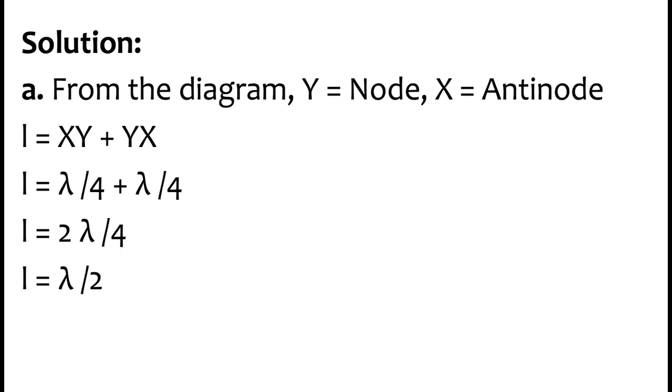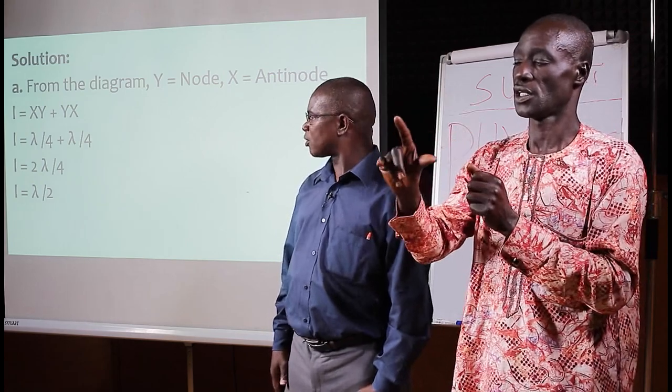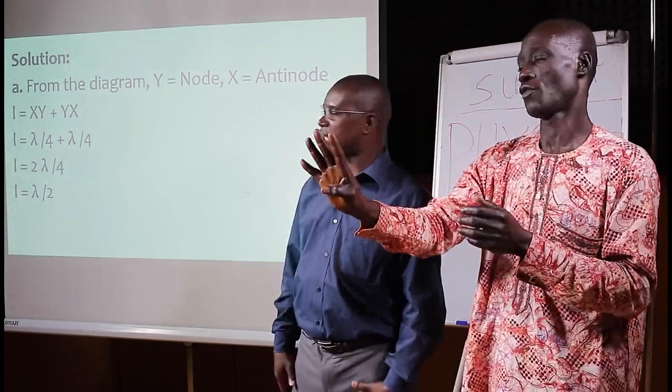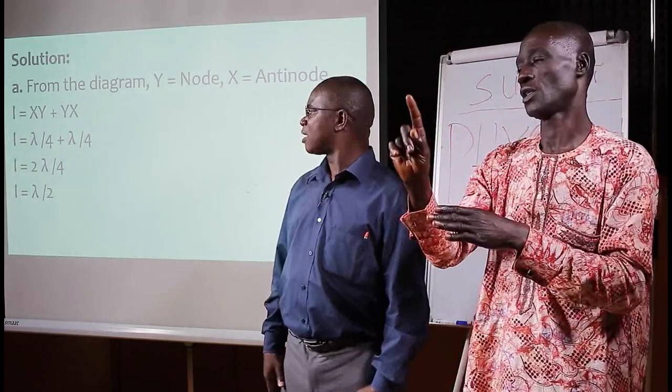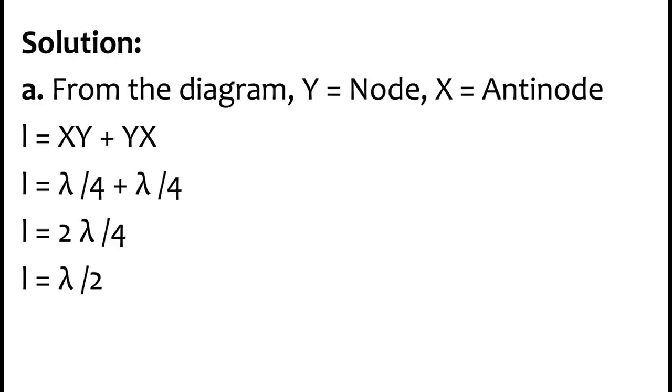The second node and the next antinode, the second antinode, is still lambda by 4. So our L is equal to XY plus YX, which is L equals lambda by 4 plus lambda by 4. The LCM is taken to be 4. 4 into 4 is 1 times lambda is lambda, plus again 4 into 4 is 1 times lambda, lambda. If you add lambda to lambda, because they have the same denominator, it will be 2 lambda by 4. 2 cancels with 4 to give you L equals lambda by 2.